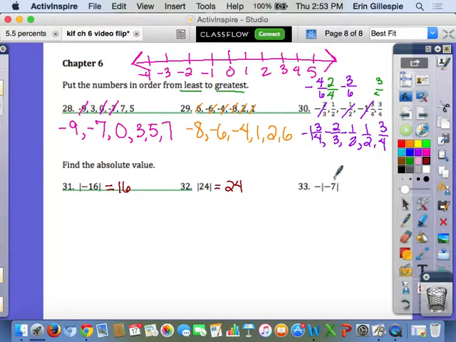Now this is kind of the tricky one. Let's do this part first. The absolute value of -7 would be a +7, but then I still have this negative sign outside of it. So my final answer is actually -7. And that's it for our KIF Chapter 6.